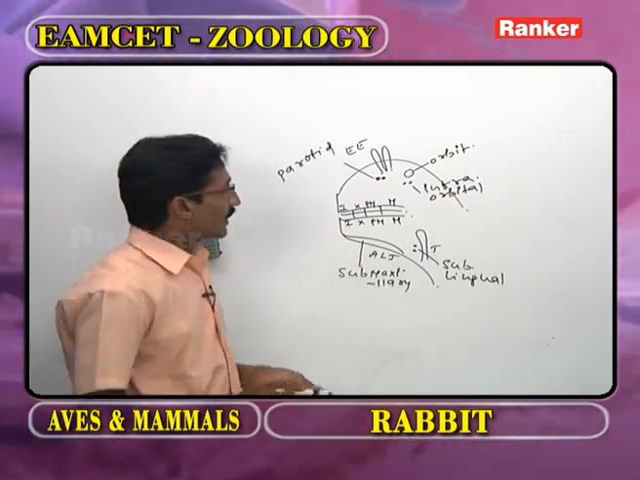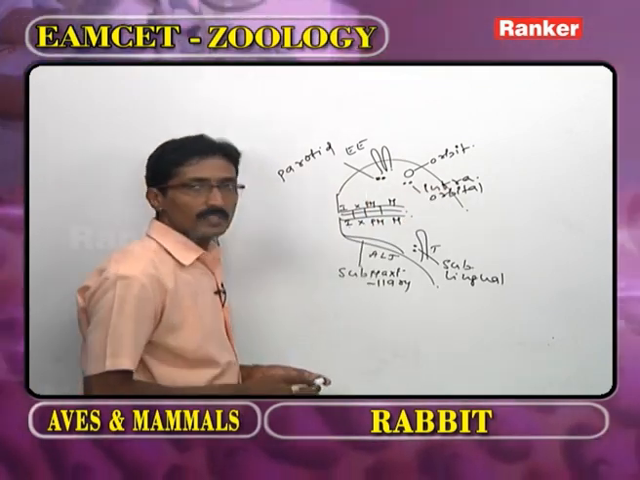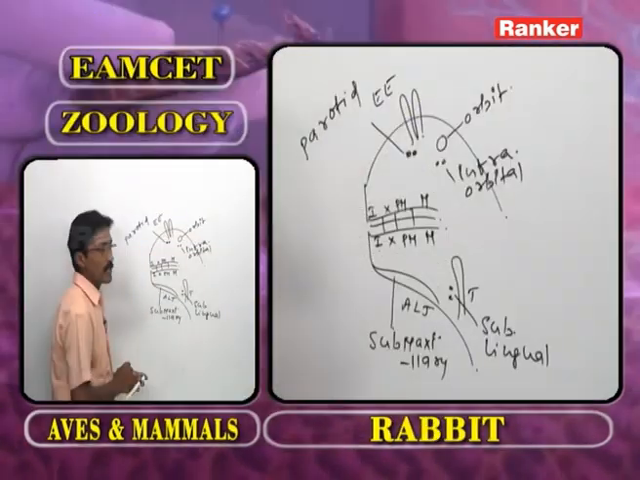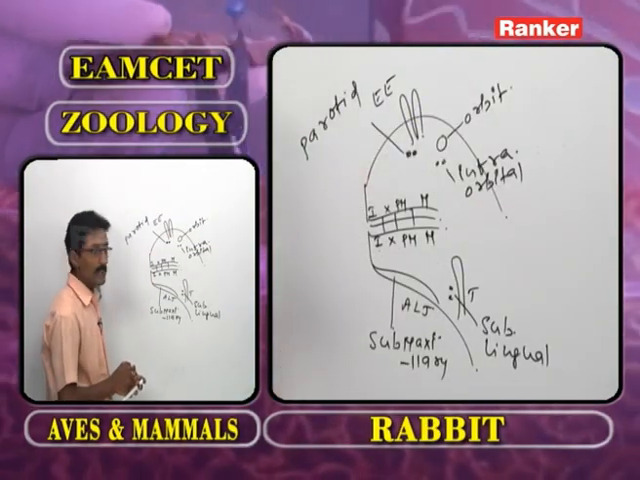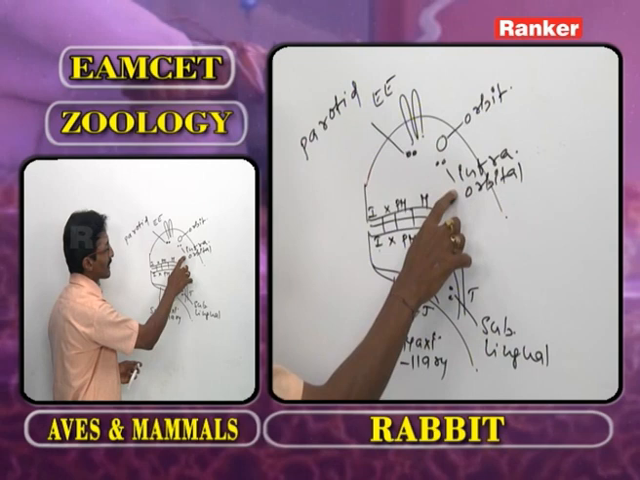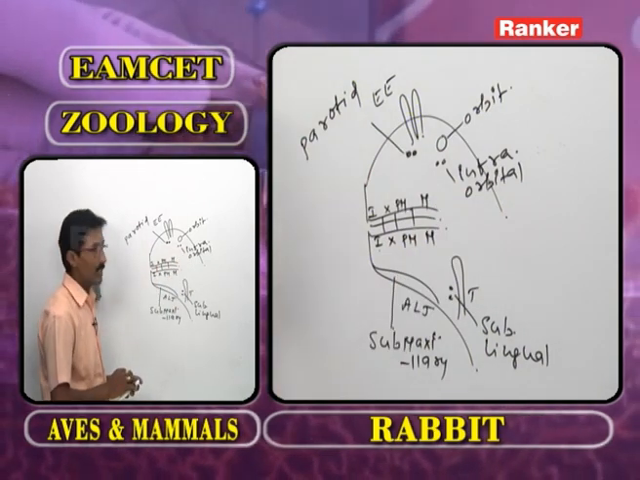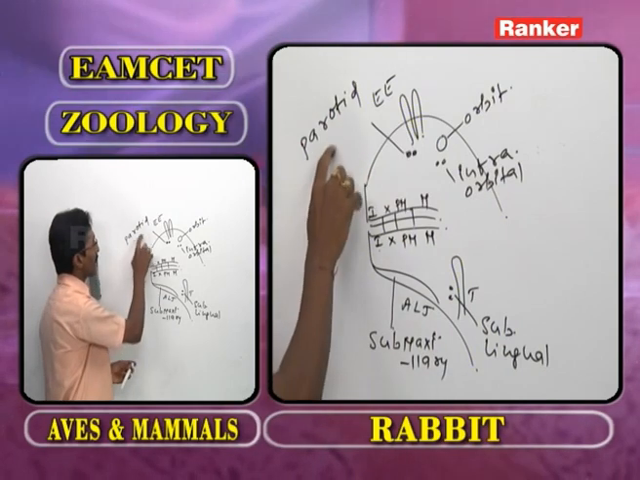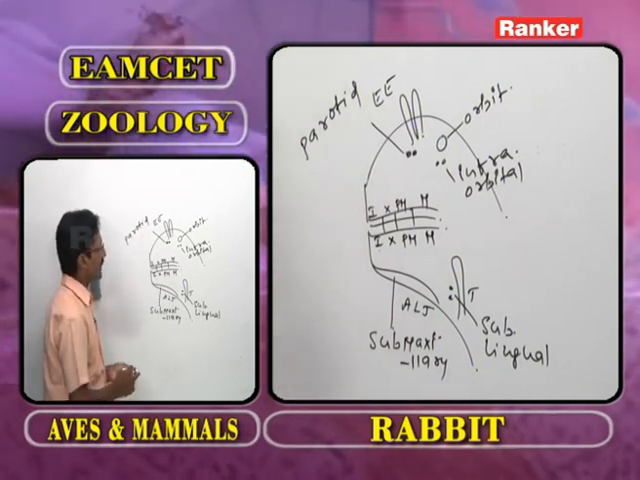Now we know very well, in all mammals, 4 pairs of salivary glands present, but in case of human being, only 3 pairs. What type of salivary glands are absent? Infraorbitals. Now, at the base of external ear, parotid salivary glands are present.